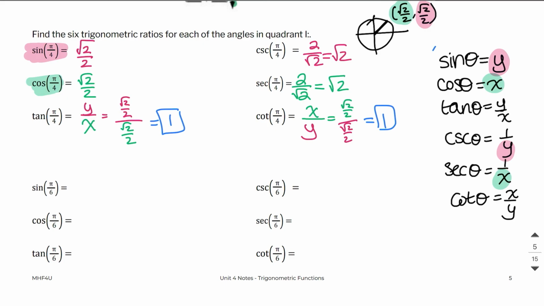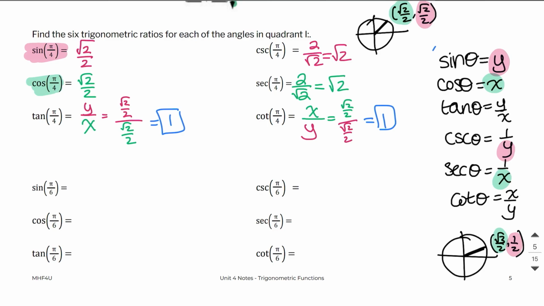I'm going to draw out my unit circle right here. Pi over 6 is 30 degrees, so I know it's going to be somewhere right here. And I know that my coordinate's going to be root 3 over 2, 1/2. So we know that our x value is going to be root 3 over 2. We know that our y value is going to be 1/2.